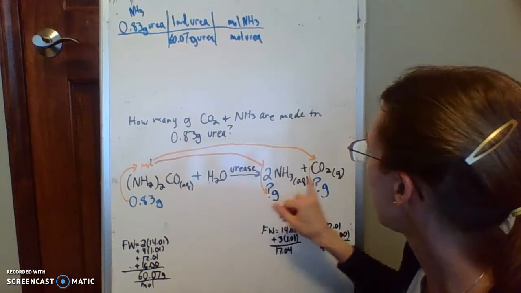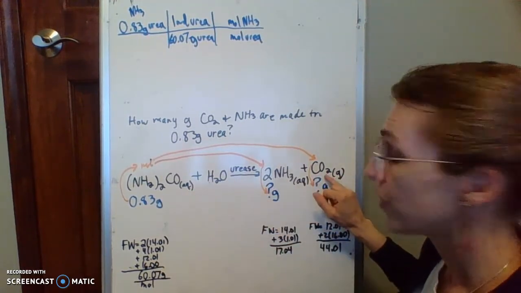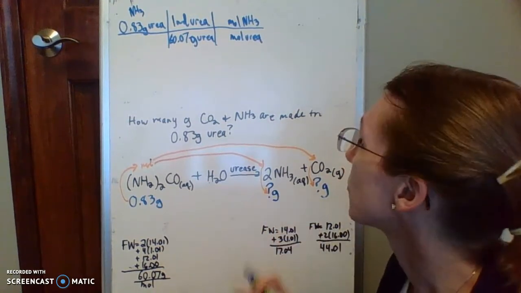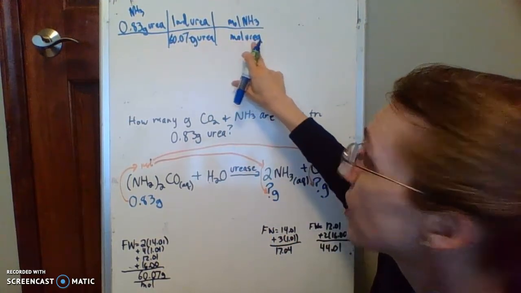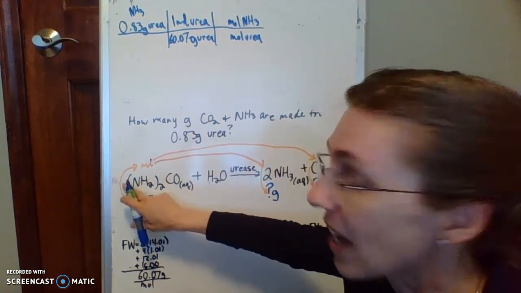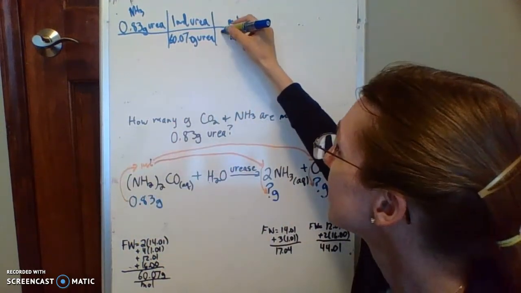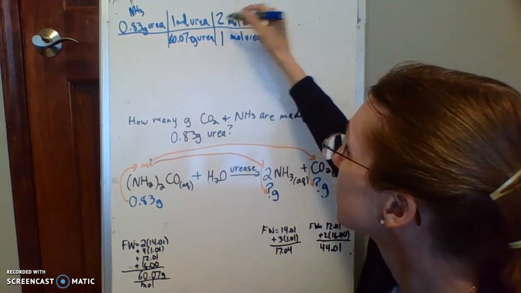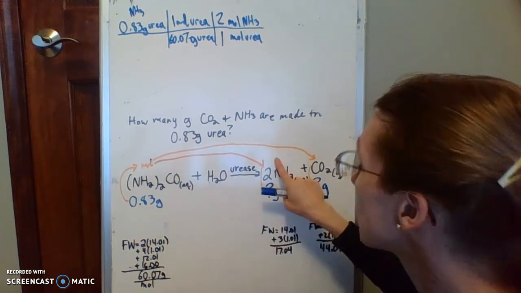We've got 1 carbon, 1 carbon. We've got an oxygen there and an oxygen there. That's 2 oxygens. So in fact, yes, this is actually balanced. So we're good to go. We can use those coefficients. So the coefficient of the urea is a 1. Okay, remember, if nothing's written there, it's a 1. Coefficient of the ammonia is a 2. Okay. So now we've converted grams to moles, moles to moles.